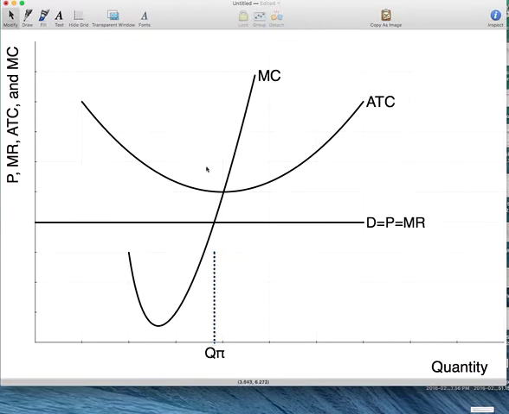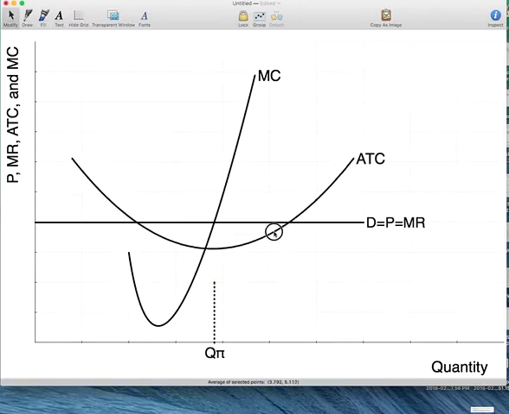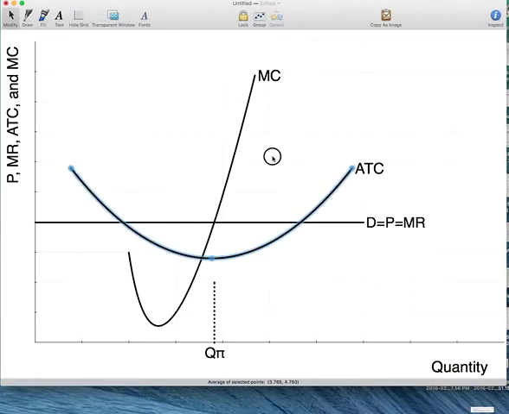So if you want to illustrate a firm that's operating at a profit, the way to do that is to have average total cost below the demand curve. Because now this firm has a profit potential, right? Here we have an area where we have price greater than average total cost.